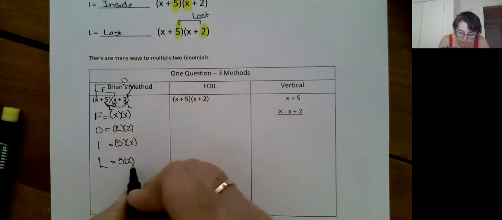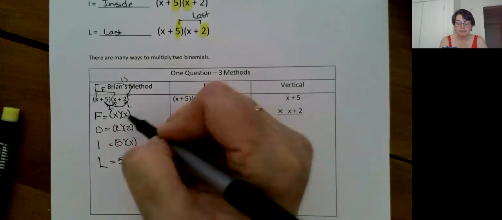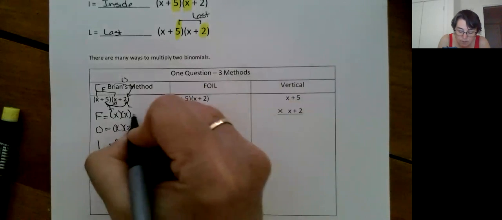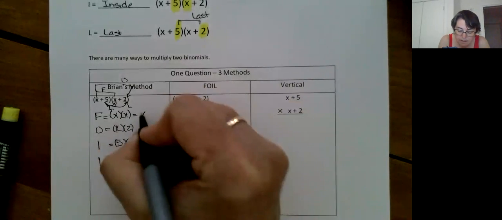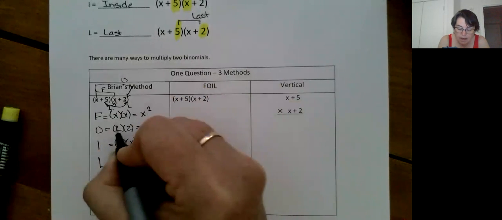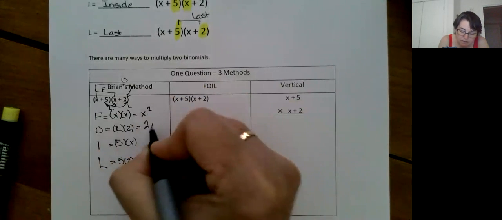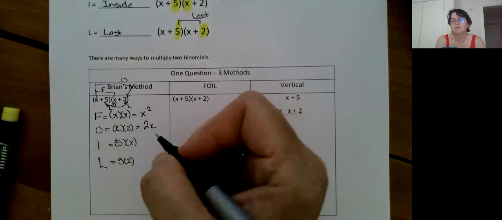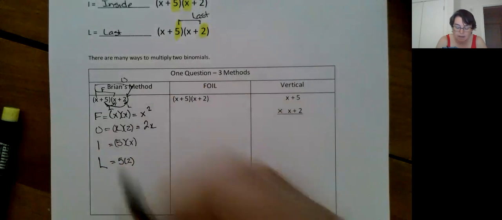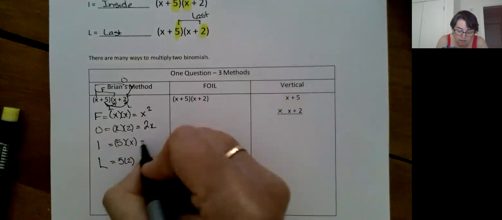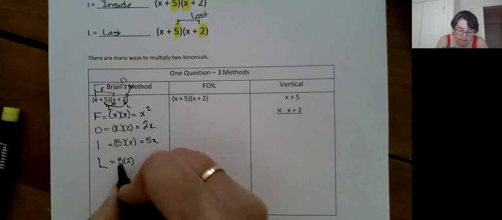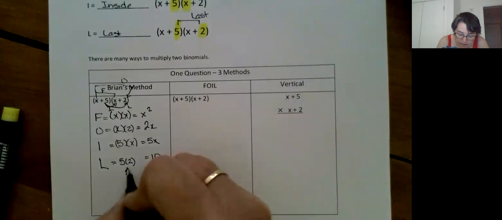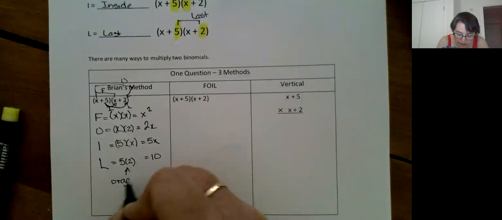5 times 2. So all I did was just write the bits, organize it. Now I'm actually going to do the multiplying. So x times x is x squared. X times 2 is 2x. It's just practice; everybody does it if you put the coefficient before the variable. And then this is 5 times x, which you know is 5x. And this is 5 times 2, which is 10. So this, I'm just going to call it organizing.